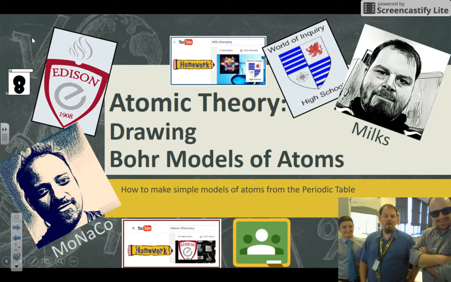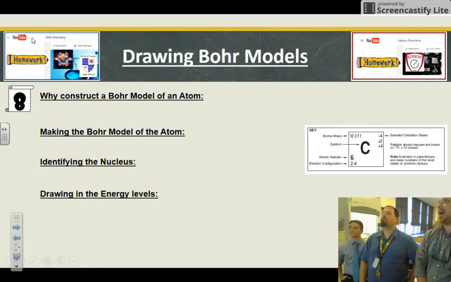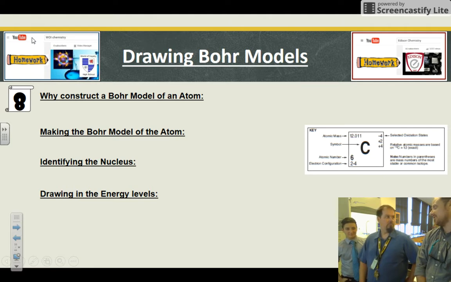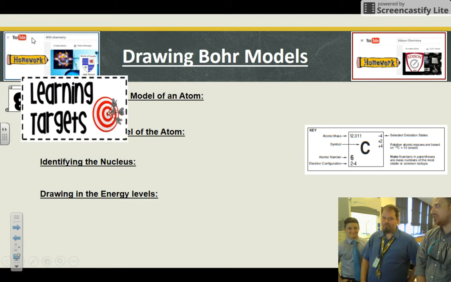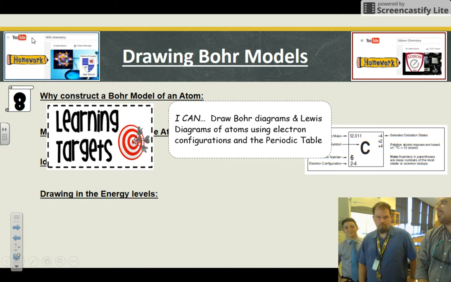Yeah. So, simple models, but it's going to be all of the information in this first model. We need all of them. Why would we want to construct a model of the atom? So we can see some things that we would not normally be able to see. But first we need our target. Our learning target: I can draw Bohr diagrams and Lewis diagrams of atoms using electron configurations and the periodic table.